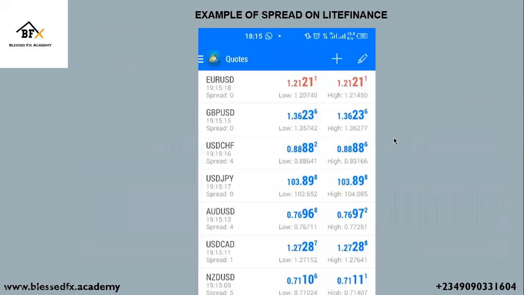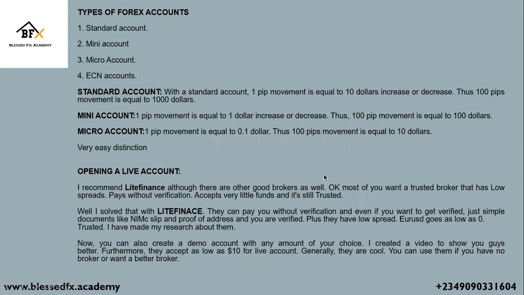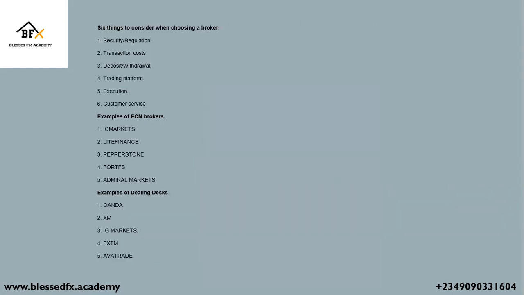So now this is an example of spread on Light Finance. This is what a spread on Light Finance looks like. You can see GBP USD, Euro USD 0, USD JPY 0, USD CAD 1. And when the market is very volatile, the spread goes lower. So with this, you are covered. And if you are withdrawing and depositing, it is 0% charge. They don't charge anything.